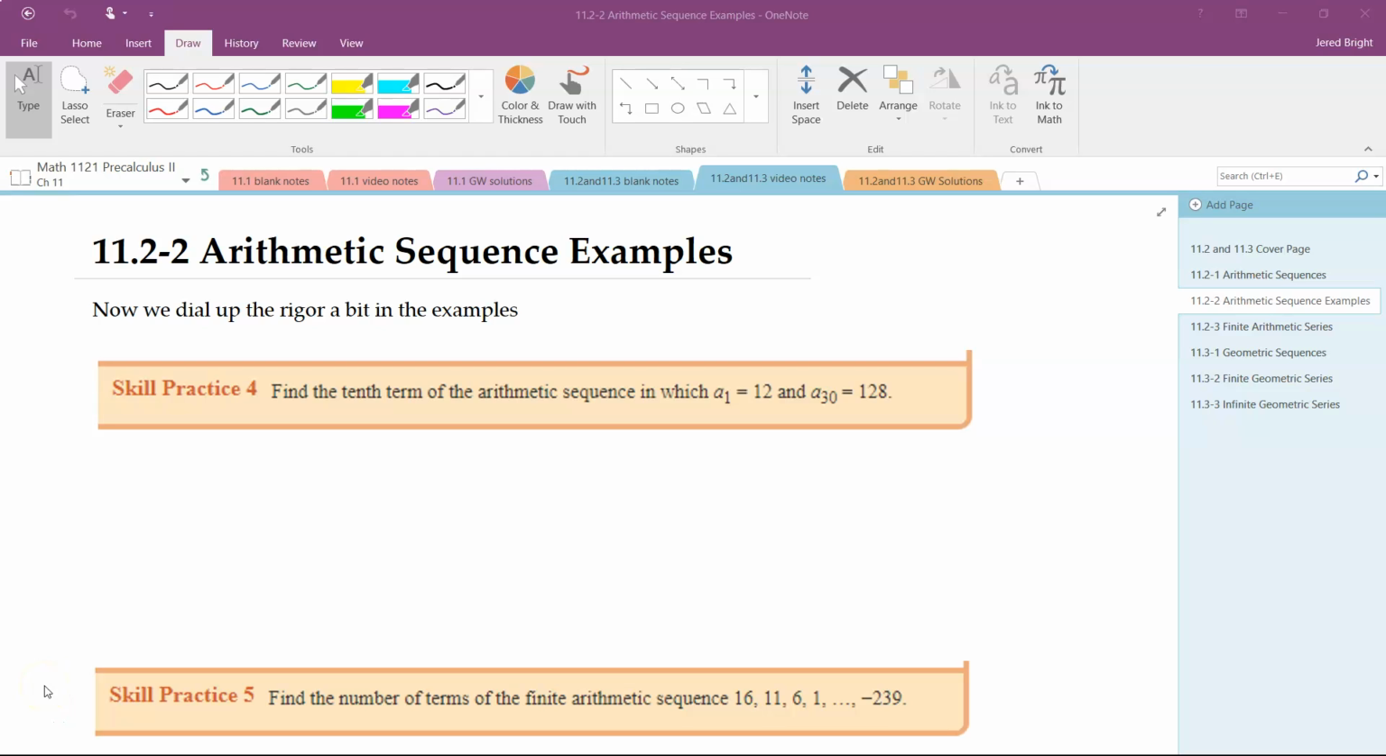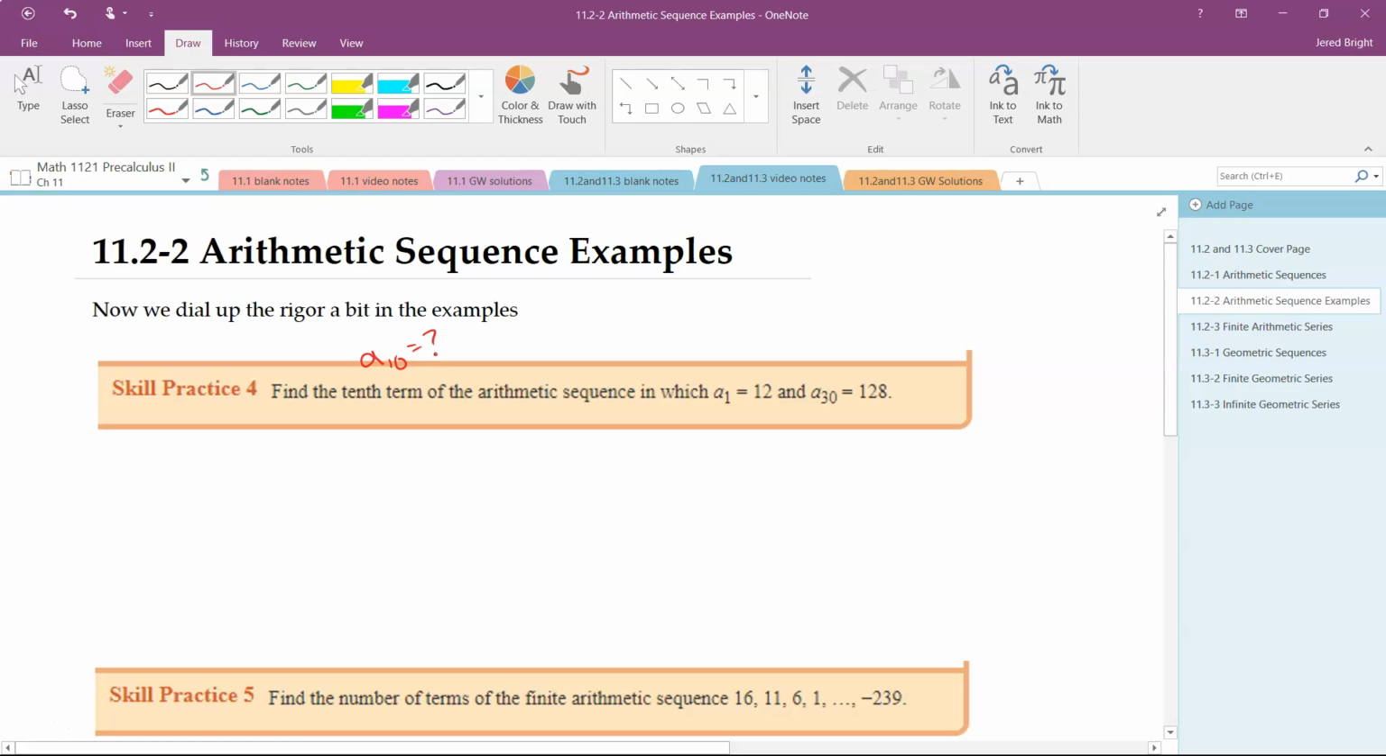Welcome back, and we're going to continue working with arithmetic sequences, and this time we're going to get a little bit more challenging examples to work with. We want to find the 10th term of this arithmetic sequence. We're given a1, we're given a30. Well, the 10th term, that's a sub 10. I don't know what that is.